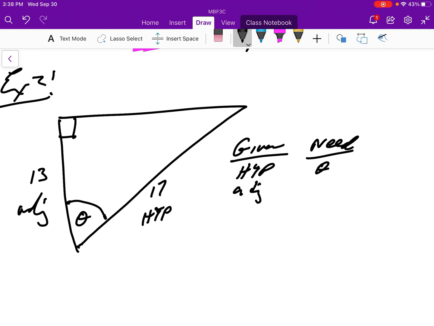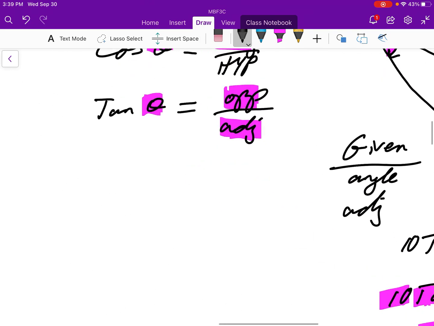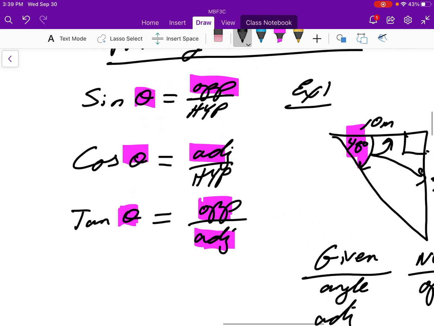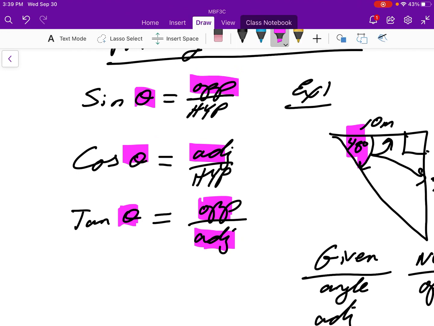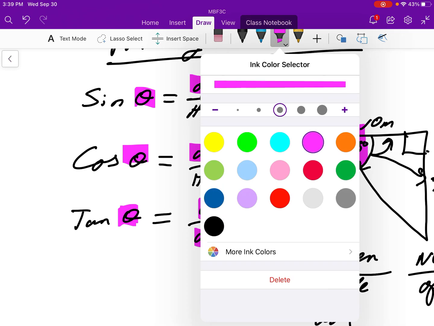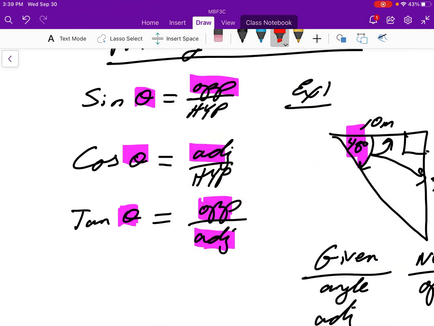Okay, so what do we use? Well, remember we've got hypotenuse, adjacent, and the angle here. If we go back up to our three things here, maybe what I'll do is I'll just use a different color of the highlighter so we can make it stand out a little bit. I'll go with the red in this one. In each case, we're looking for the angle. Okay, there's the red. We're looking for the angle.